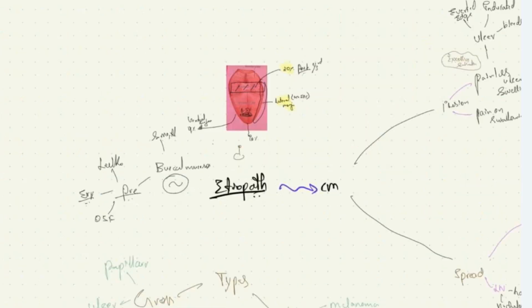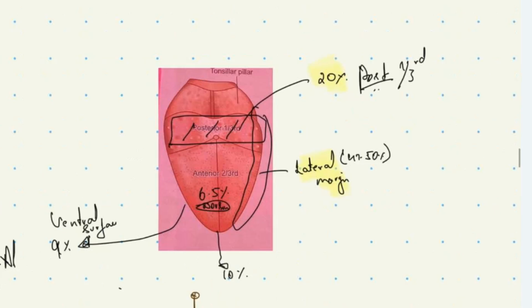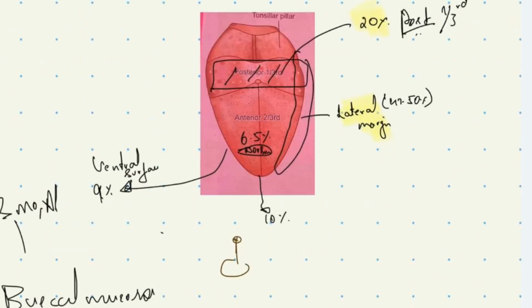Now, what are the sites that are involved in tongue carcinoma? Most commonly, the lateral margin of tongue is involved in 47 to 50% of patients, followed by involvement of posterior one-third of tongue in 20% of patients. And then we see dorsum of tongue involved in 6.5% of patients, tip of the tongue involved in 10% of patients, and also ventral surface can be involved in 9% of patients.